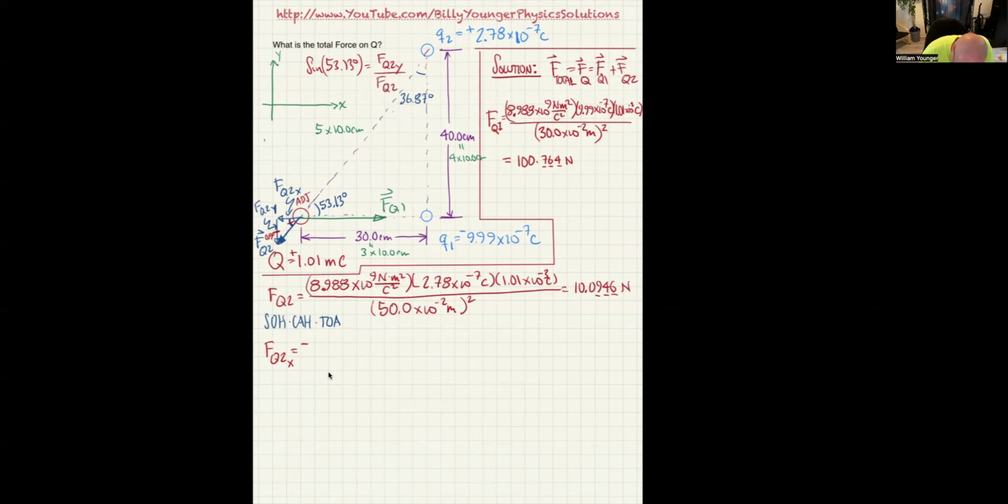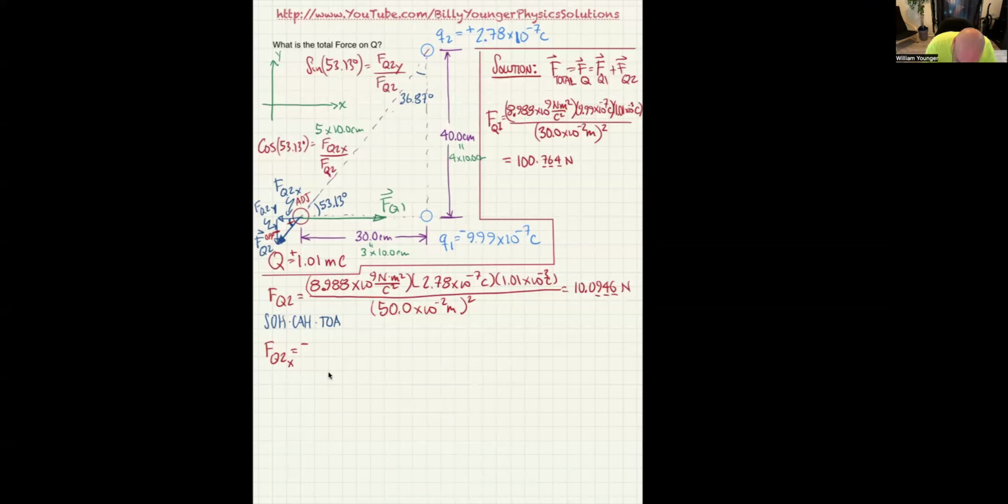Similarly, this diagram tells us that the cosine of 53.13 degrees is equal to adjacent, which would be FQ2x, over hypotenuse, which is FQ2. So you can see you have to multiply FQ2, the magnitude, times the trig function to get the actual magnitude, and that's what I'm going to do now.